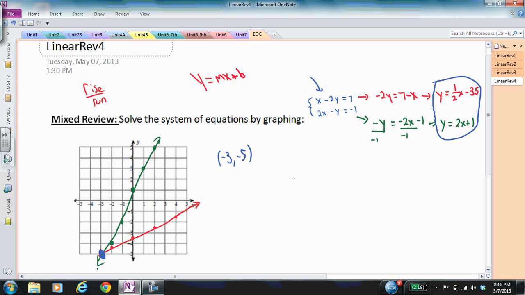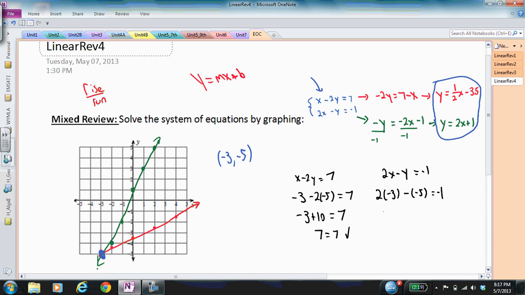So first off, x minus 2y equals 7. X is -3 minus 2 times -5, because y is -5, equals 7. Is that true? -3 plus 10, does that equal 7? Yes, 7 equals 7. So that works. Now the second equation, 2x minus y equals -1. X is -3, y is -5. 2 times -3 is -6, minus -5 is like +5. Is -6 plus 5 equal to -1? Yes, it is. So that point does in fact work. It is the solution to the system of equations.